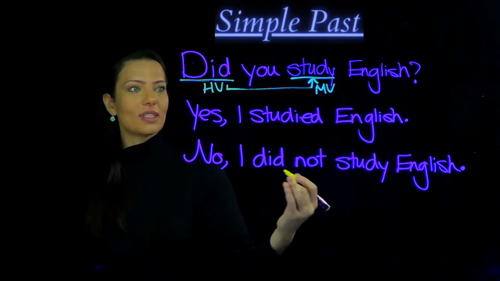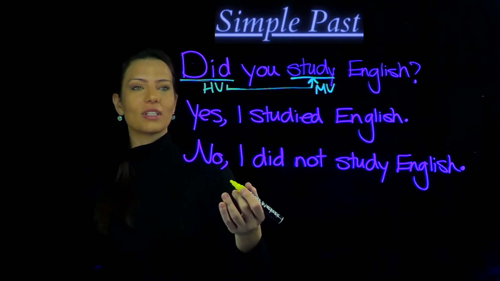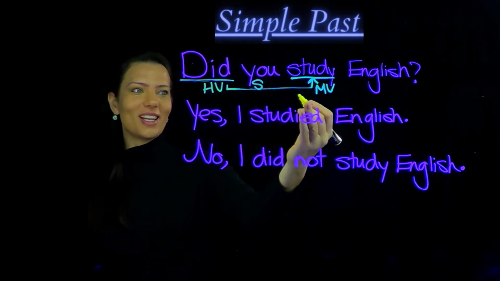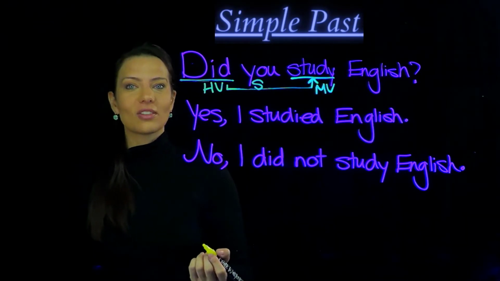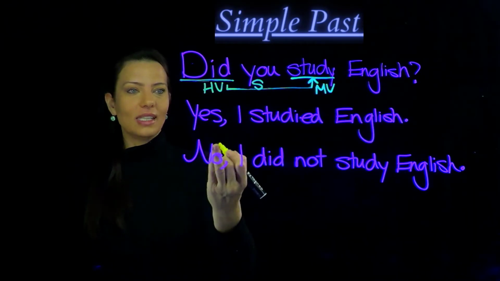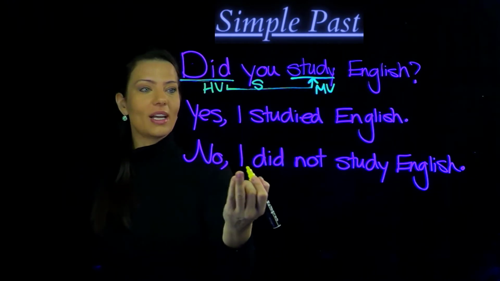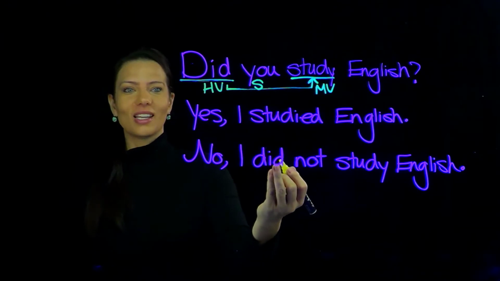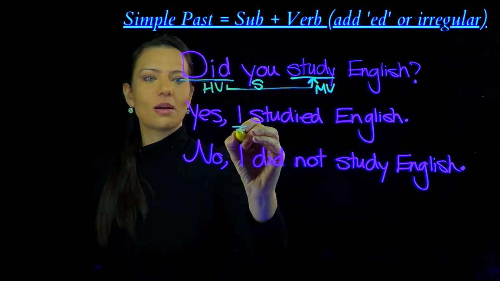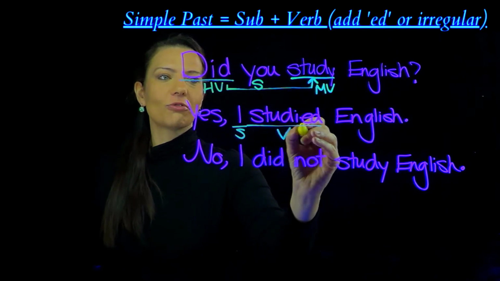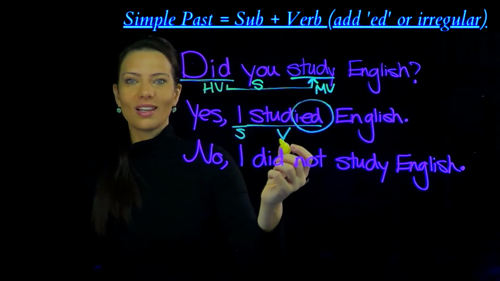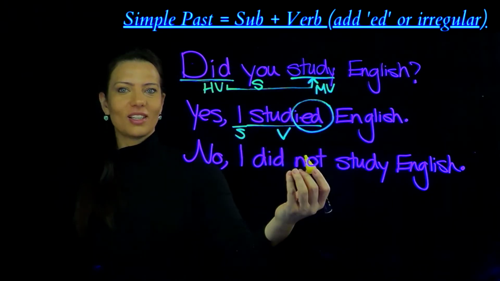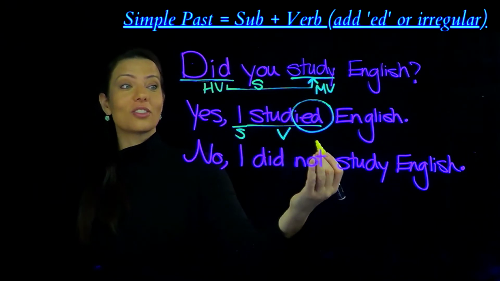So, did you study English last year, for example? Here we have the subject, you. Did you study English? So we could answer that yes/no question in two ways. Yes, I studied English. No, I did not study English. So to form the affirmative statement, it looks like this. Yes, subject, and this verb is in the simple past. Yes, I studied English. We have a simple subject-verb construction.